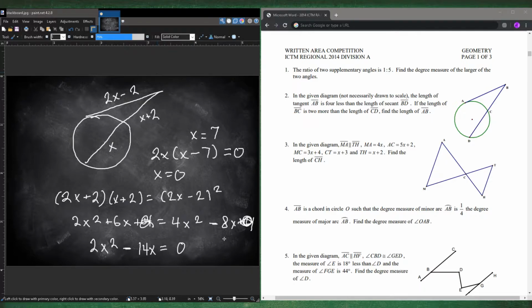So to find the length of AB, we just need to plug in 7 to here. So 2 times 7 is 14. 14 minus 2 is 12. So that is the length of this. So the answer for number 2 is 12.